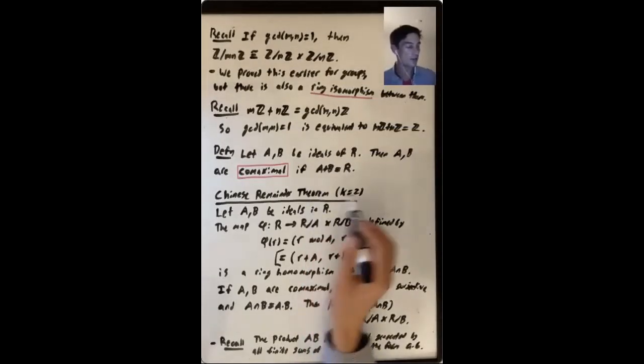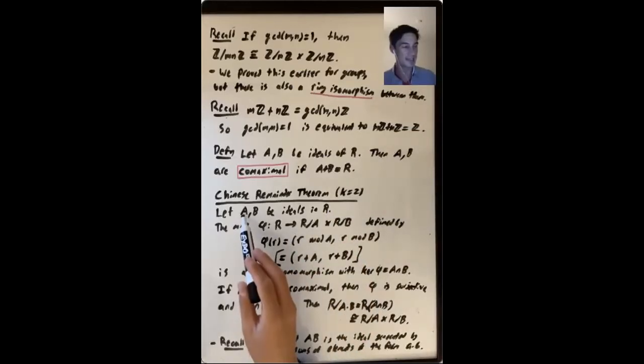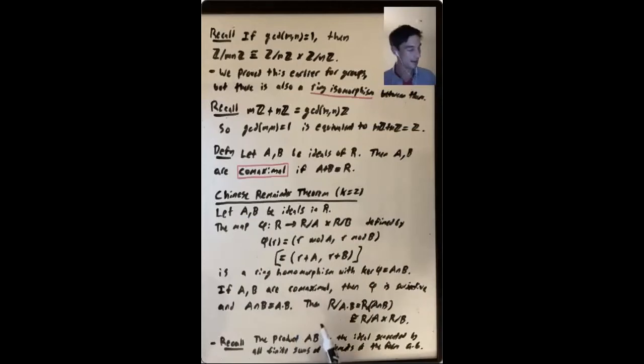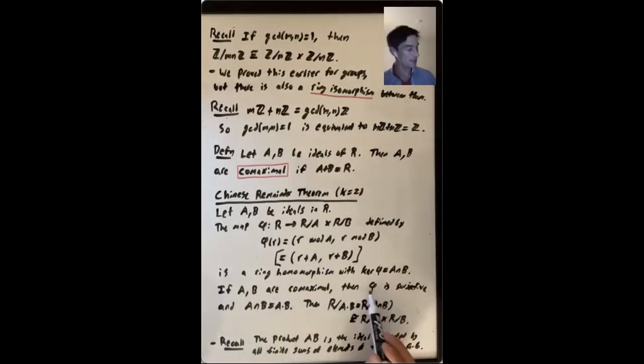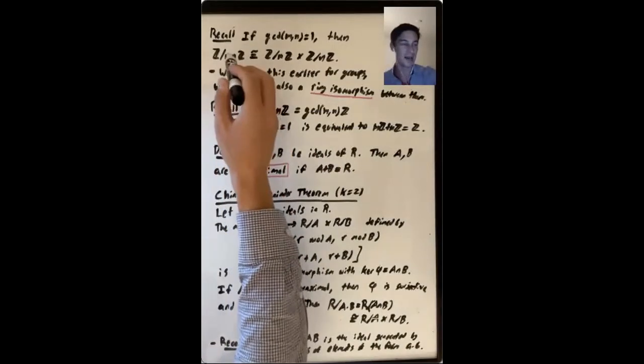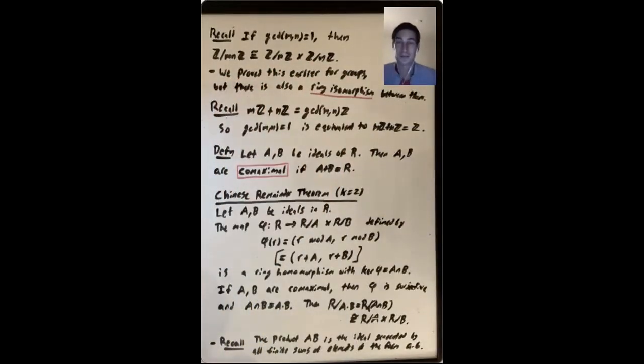Okay, what does the Chinese remainder theorem say for the case where R is equal to Z and A is MZ and B is NZ? Well, in the case that A and B are comaximal, that is, MZ and NZ are comaximal, which is when the GCD of M and N is 1, that's saying that this map is surjective and the intersection is equal to the product. And it's exactly telling us in this case that Z mod MNZ is isomorphic to Z mod MZ cross Z mod NZ as rings.